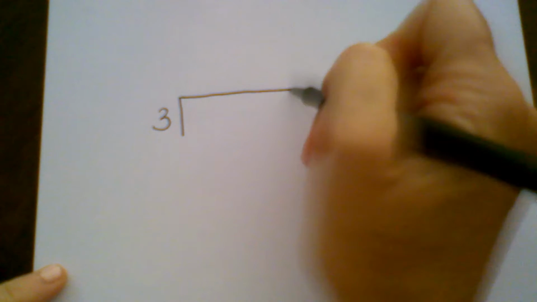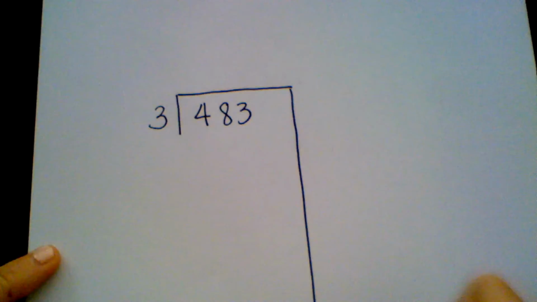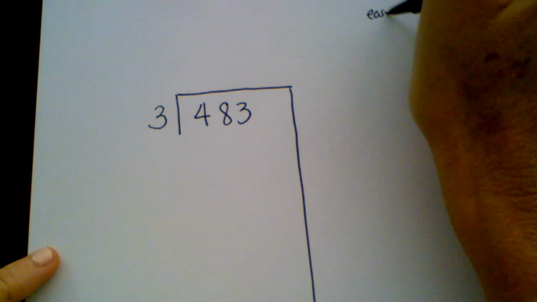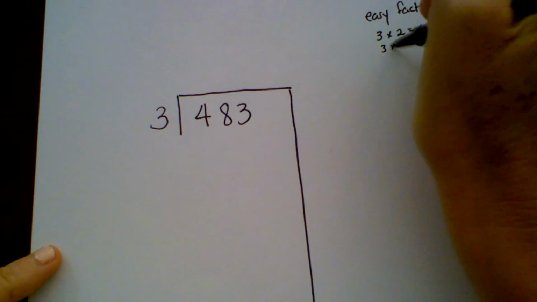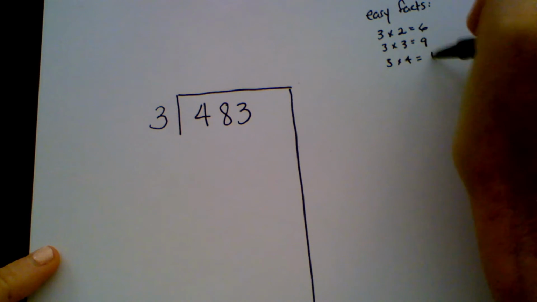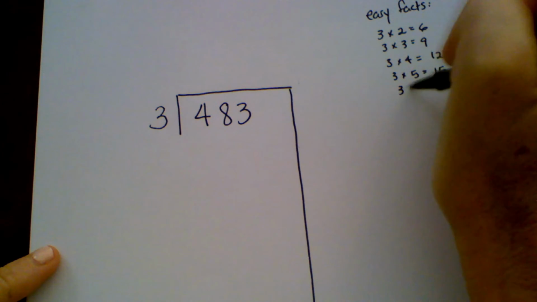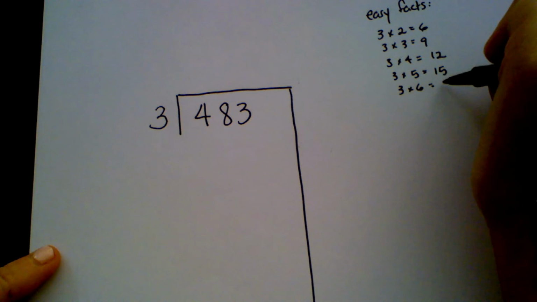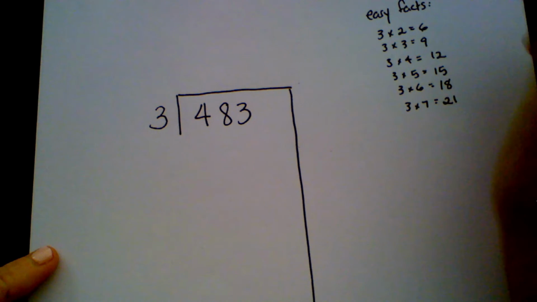Okay, here we go. Let's practice another one. Now we've got 3 as our divisor, and our dividend is 483. It's 483 divided by 3. My easy facts for 3, well, let's go with 3 times 2 is 6, 3 times 3 is 9, 3 times 4 is 12, 3 times 5 is 15, 3 times 6 is 18, 3 times 7 is 21.